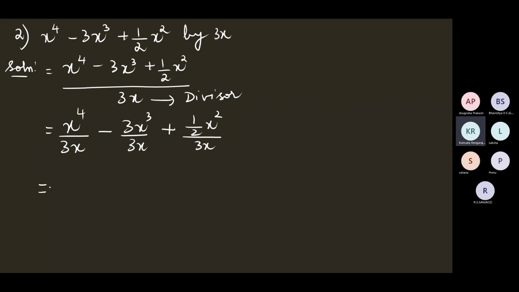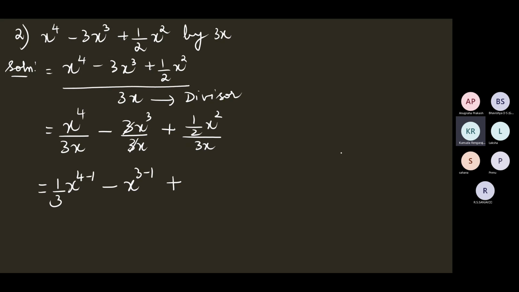The next step is to simplify. Okay, so there is 3 in the denominator. So it's 1 by 3. 3 in the denominator means 1 by 3. Then x to the power 4 minus 1. Bases are same, it's division, so we subtract the powers. Minus, you can cancel out 3 and 3. And then x to the power 3 minus 1.